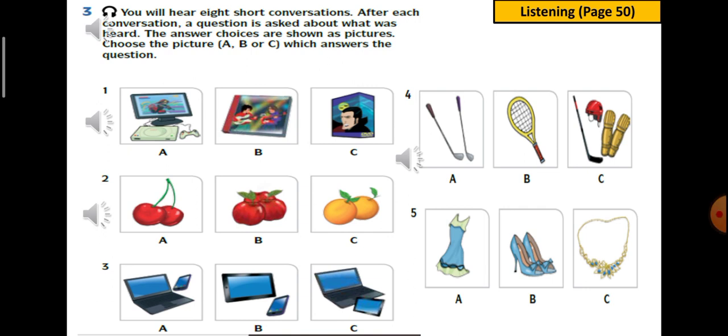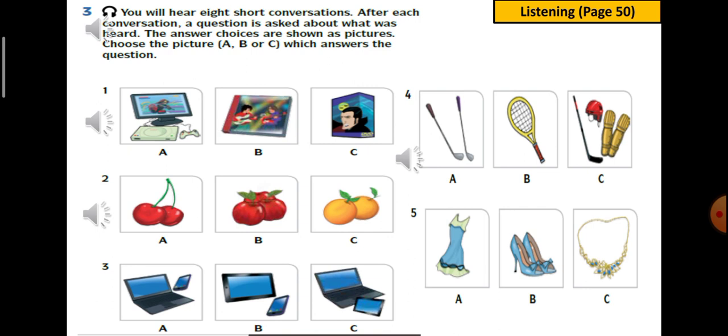Therefore, I would like you to turn to page 50 of your textbook. All right? Let's take a look at question number 3. You will hear 8 short conversations. After each conversation, a question is asked about what was heard. The answer choices are shown as pictures. Choose the picture A, B, or C, which answers the question.